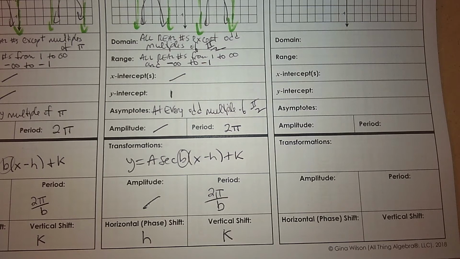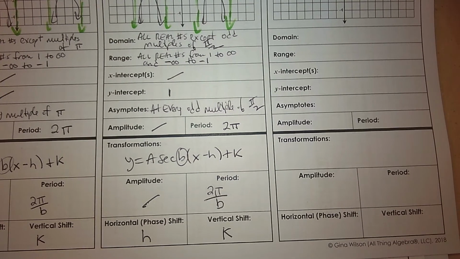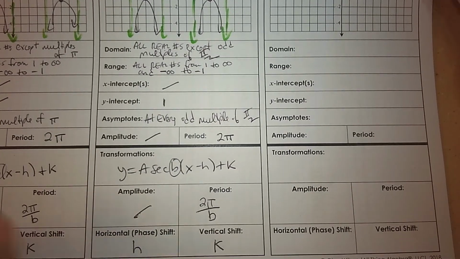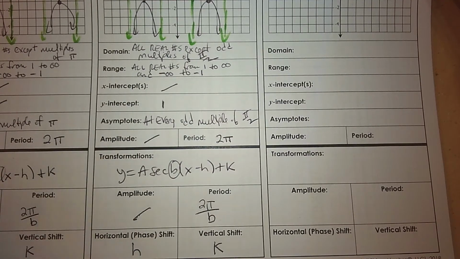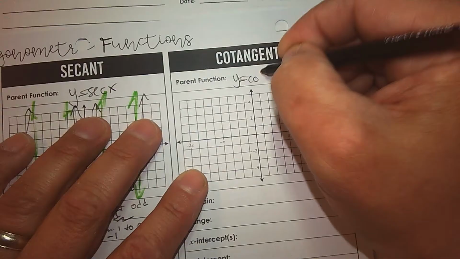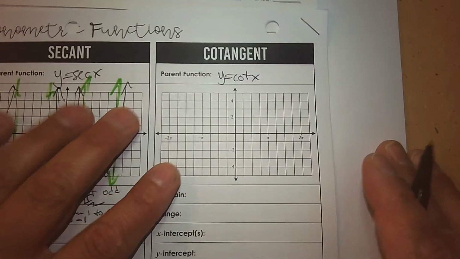Here we go. Last one, then we get to practice. This is obviously for your reference sheet because you forget, right? You want this in your notes to go back to. So the last one is cotangent. So what does the function cotangent look like? What does it start with?